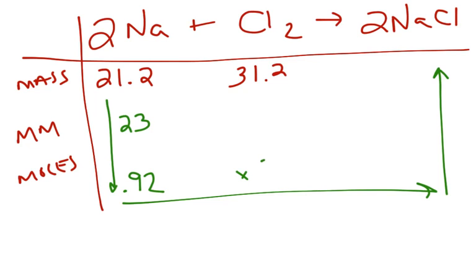Times my mole ratio, what I'm going towards over what I'm leaving behind. That's going to be 2 over 2, so that stays 0.92. Then I have my molar mass here of 58.45. And last but not least, I'm going all the way up to the mass. So when I go up to the mass, I have to multiply times 58.45. And my answer is 53.88. Same thing it was before.